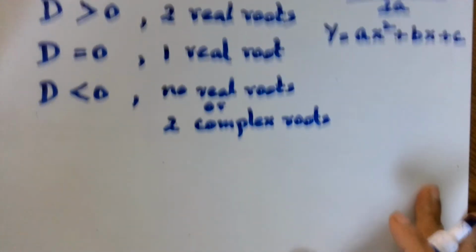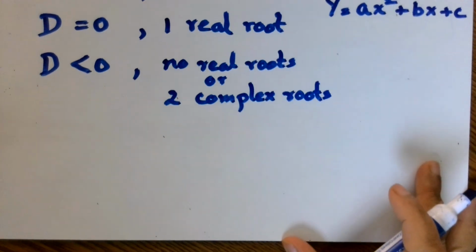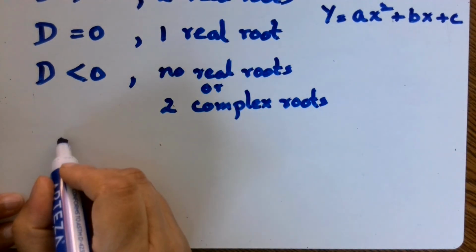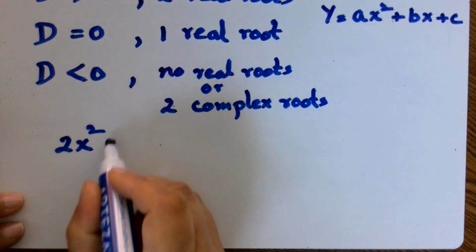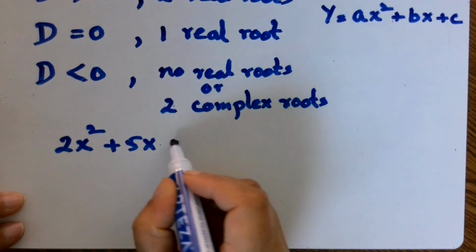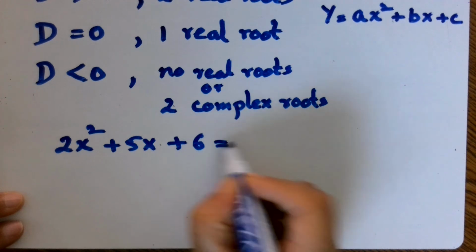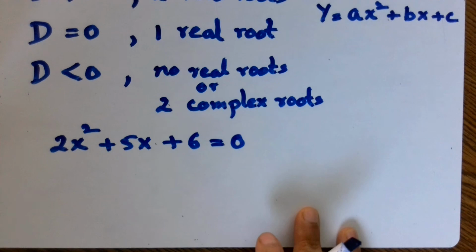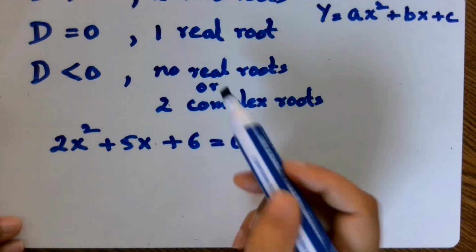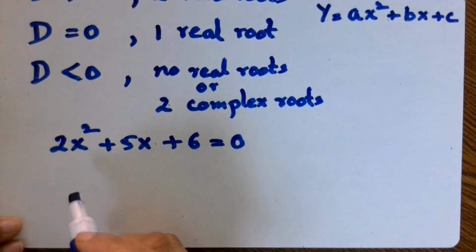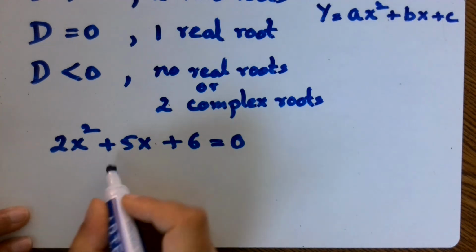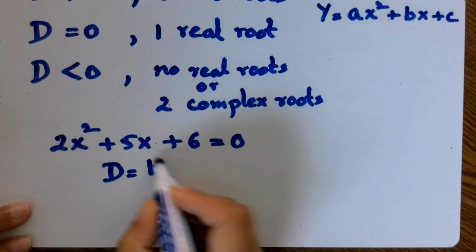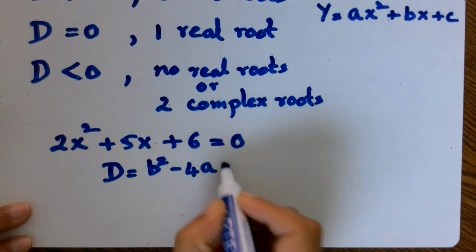Let's find out the nature of the roots for this equation: 2x square plus 5x plus 6 equals 0. Now I want to find out whether I get two real roots, one real root, or no real root. So in order to do that, I have to find out my discriminant. Discriminant is b square minus 4ac.